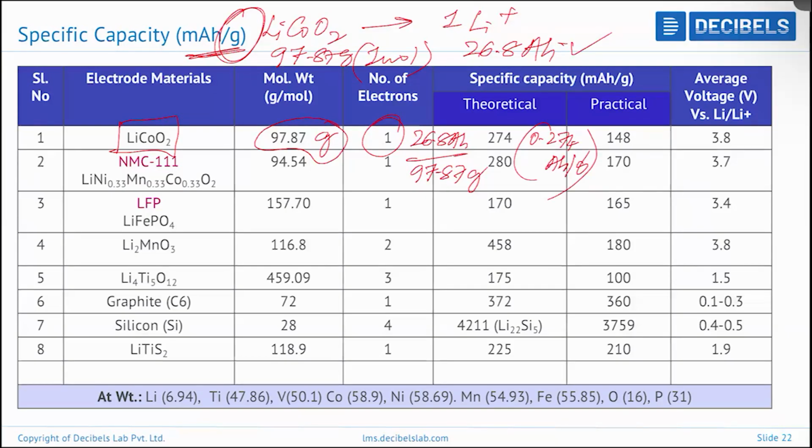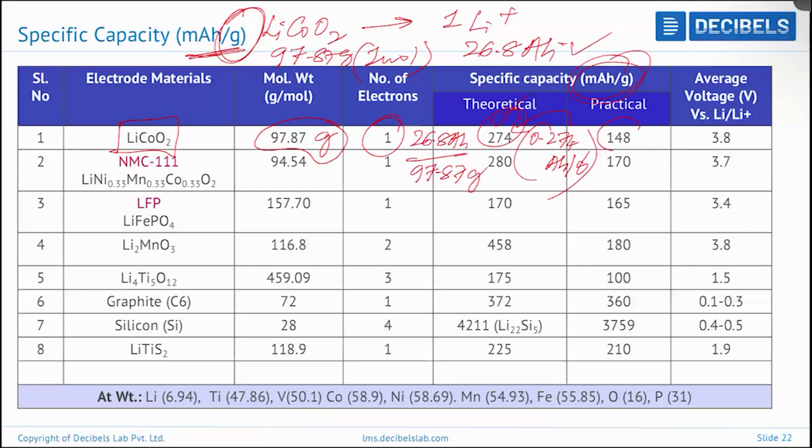So that is converted to milli Ah, that is 274 milli Ah per gram. So this is the theoretical capacity of this. The more the theoretical capacity, the more lithium we can expect to be stored and charged. But practically it is not possible to extract complete lithium because there are some structural stability issues.